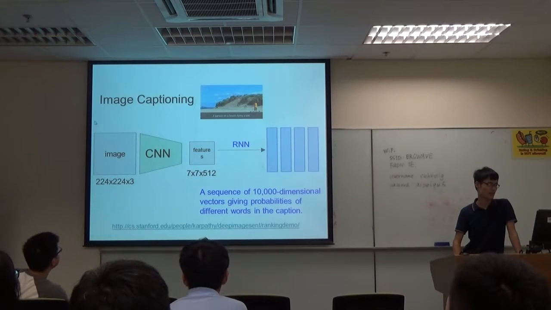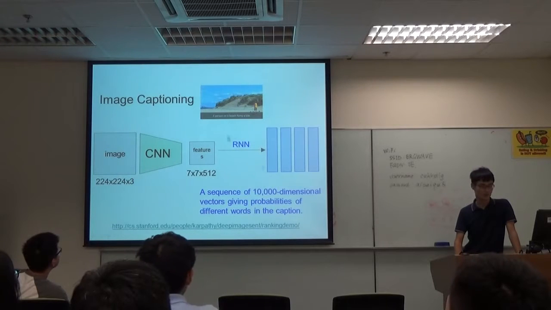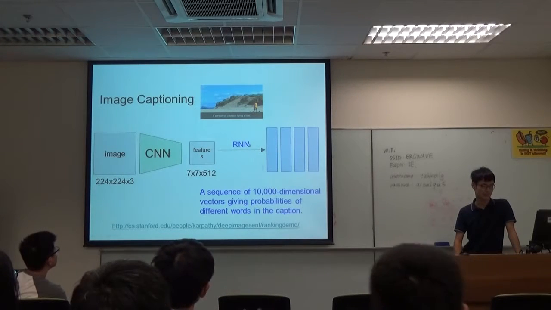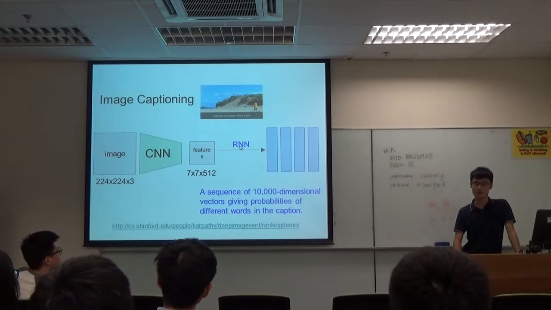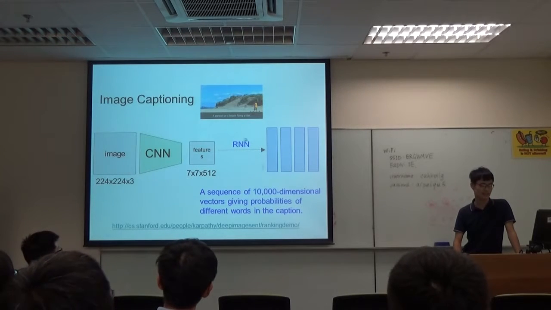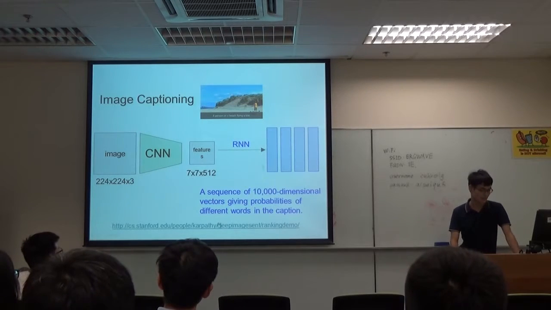And if we want to do image captioning, we use an RNN. This is a recurrent neural network. This is another algorithm of deep learning. We can add this to generate the sentence. Let's see this demo.